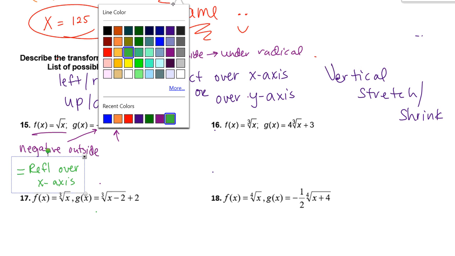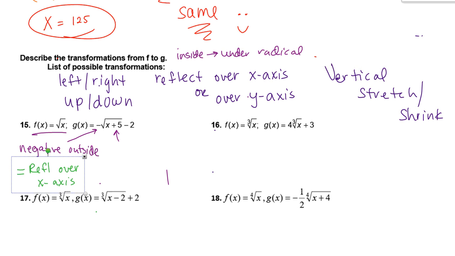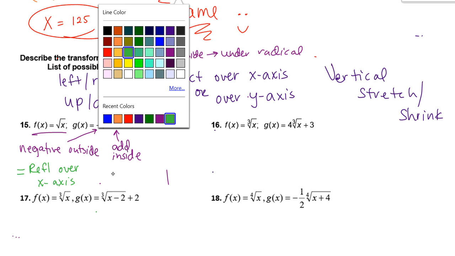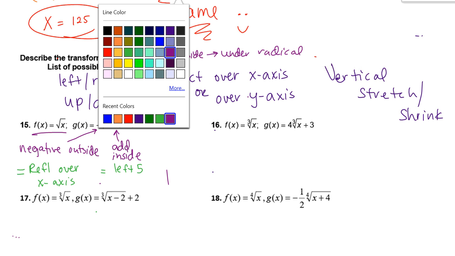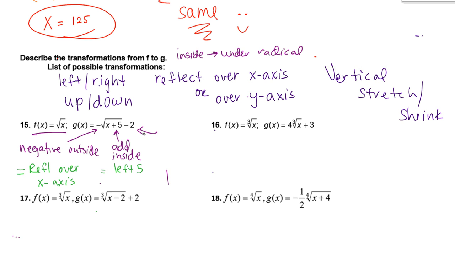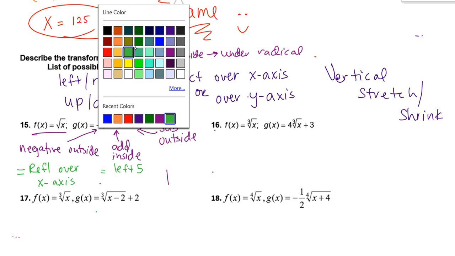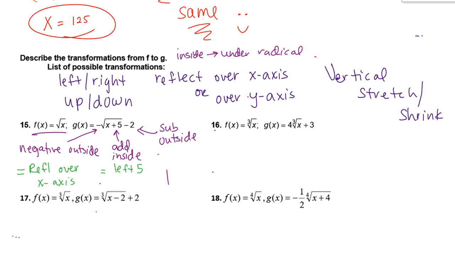Okay, this next one right here, that is adding 5 inside. Go to your little cheat sheet table, and that means that this has been moved left 5. This one, we are subtracting outside. Cheat sheet table says that that's actually down 2.